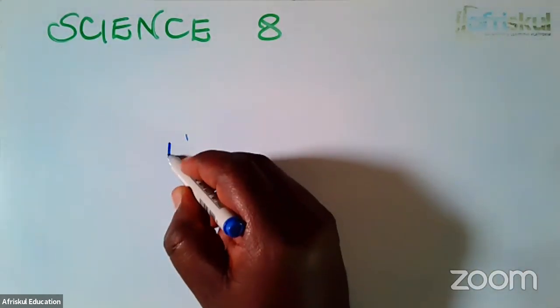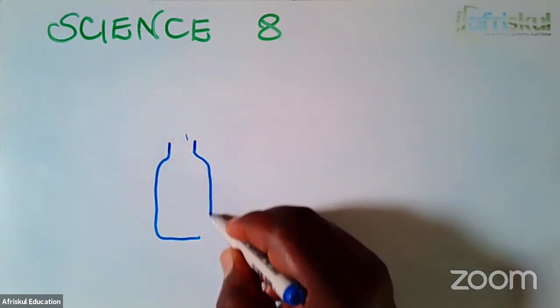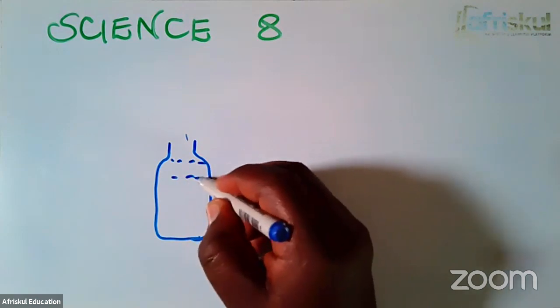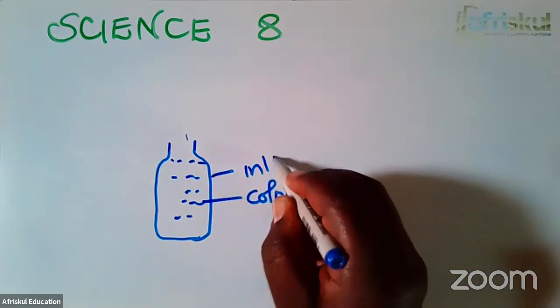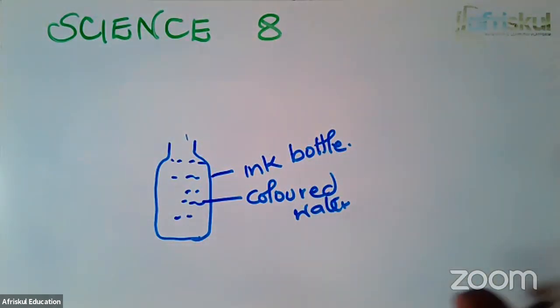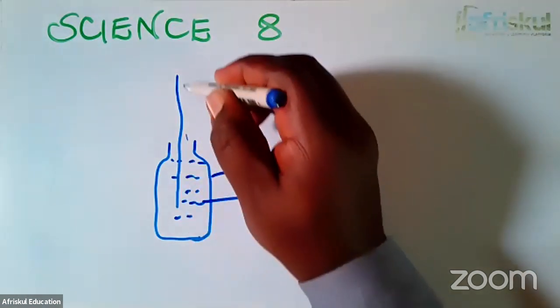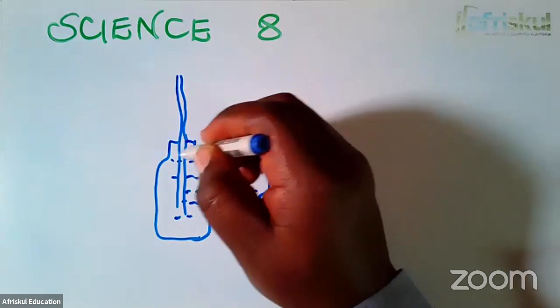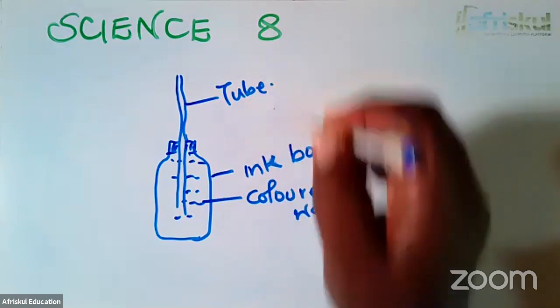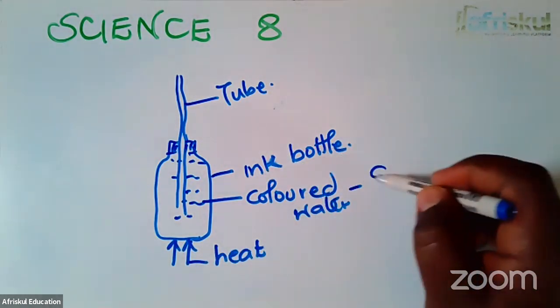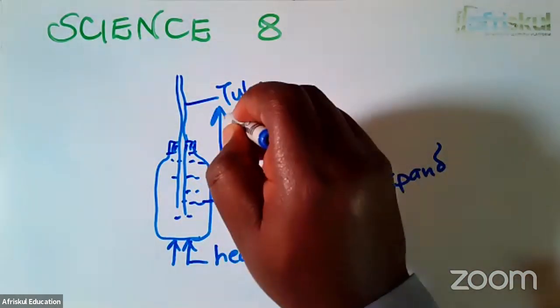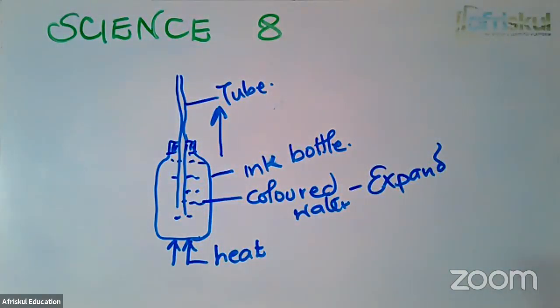So they have the ink bottle, and inside here they put some colored water. Then what else do they have? A narrow transparent tube, and of course here they will put an airtight cork. Then the source of heat: they will heat this water from the bottom. When this colored water is heated, it will expand, and once it expands, it will rise up through the tube. That will indicate expansion in liquids.